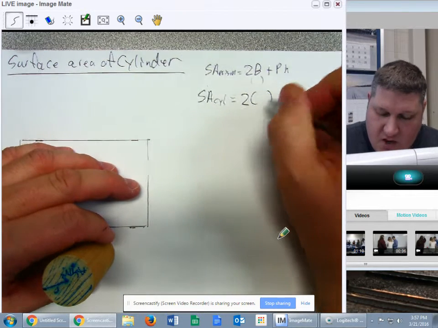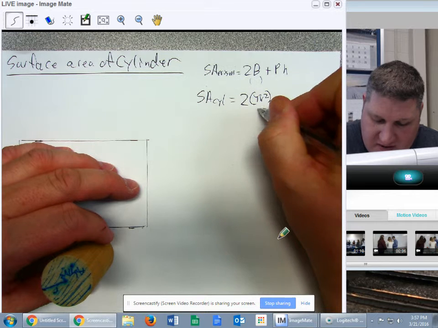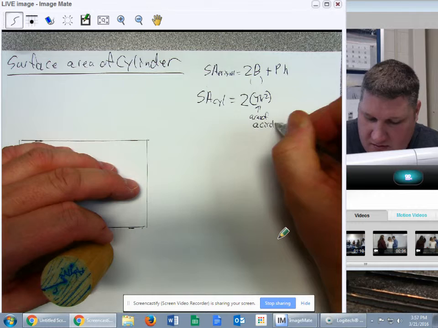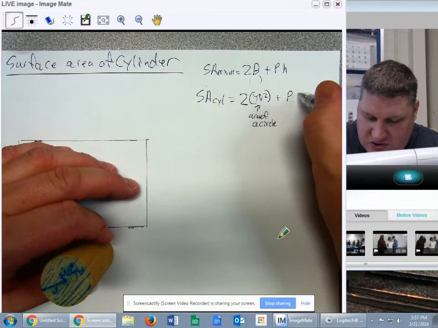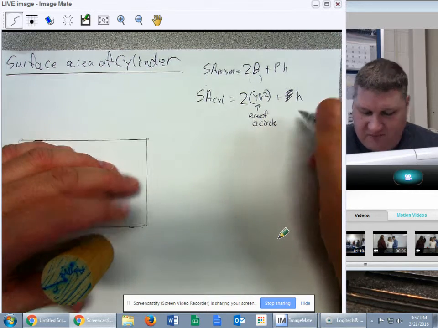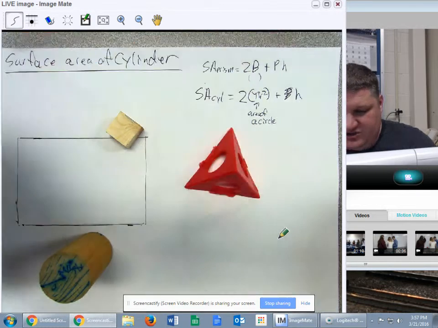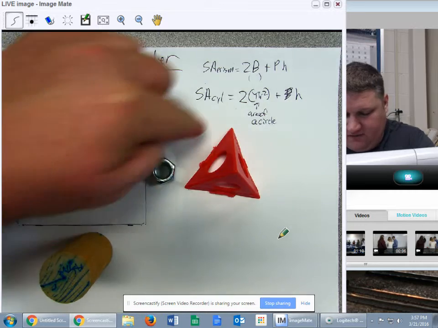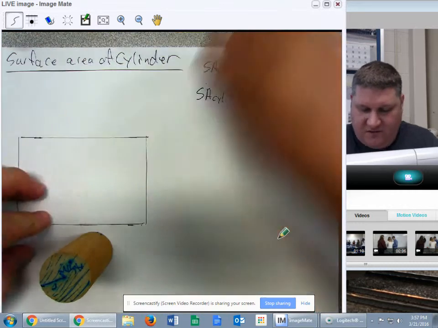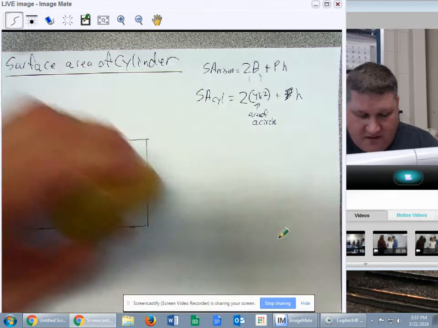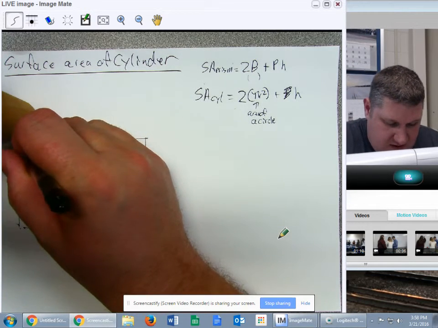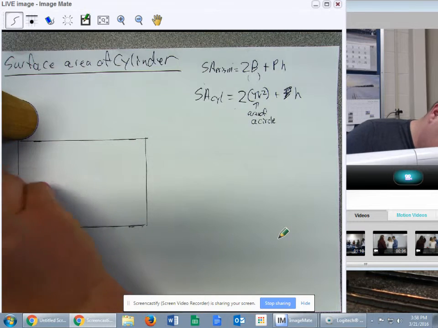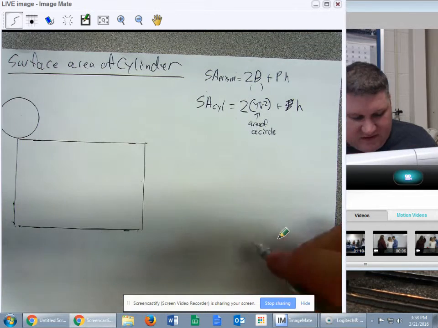So instead of 2B, we're going to say 2 pi r squared because that is the area of a circle, and plus PH. Now, we don't want P, we want to replace P. Now, perimeter for every shape that has straight sides is going to be add all sides, add all sides, add all sides. Okay, but for a circle, we have a different perimeter. The distance around a circle is known as, yes, circumference. That's the idea. Circumference. And so we want to find the circumference of a circle.